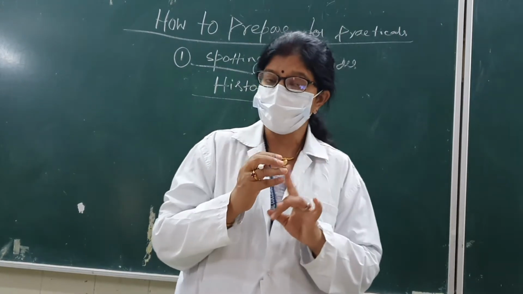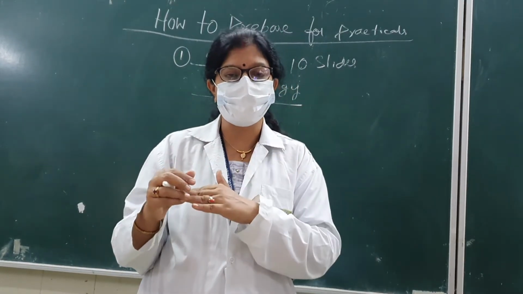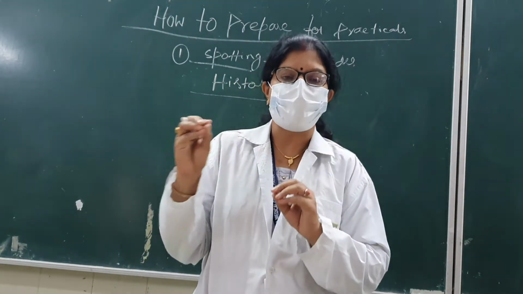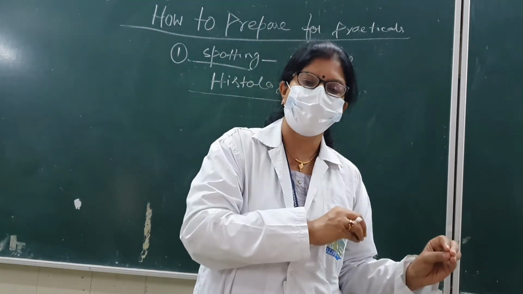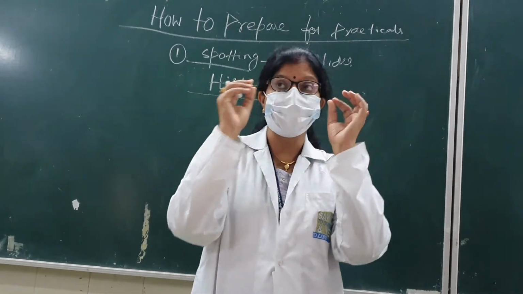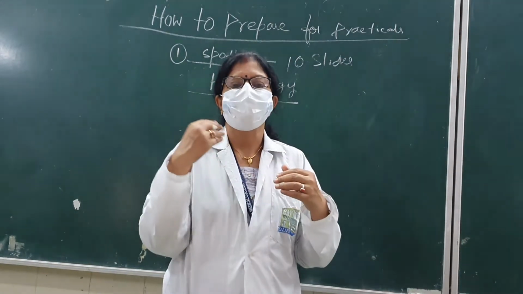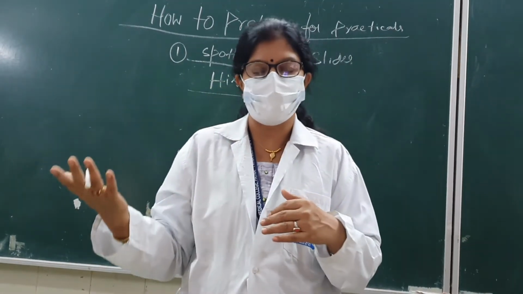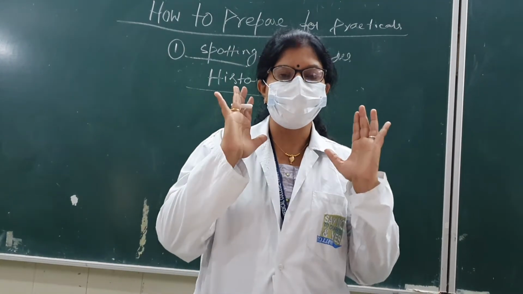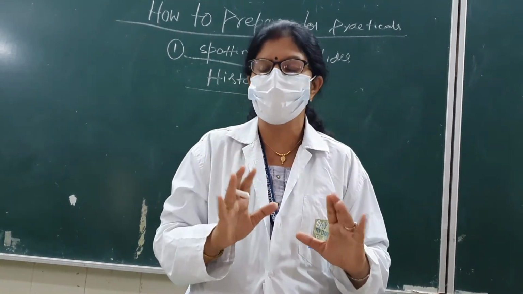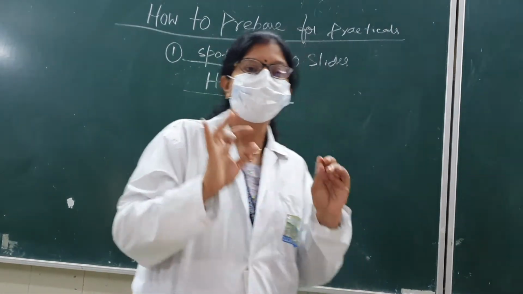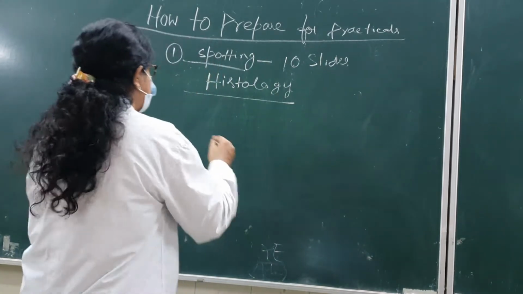Then for this histology slide, you should only know the marks of identification. How will you identify thyroid, or how will you identify the slide of stomach, or slide of liver, or slide of kidney. Just identification will be enough. You have to just identify and write the name. That's it.